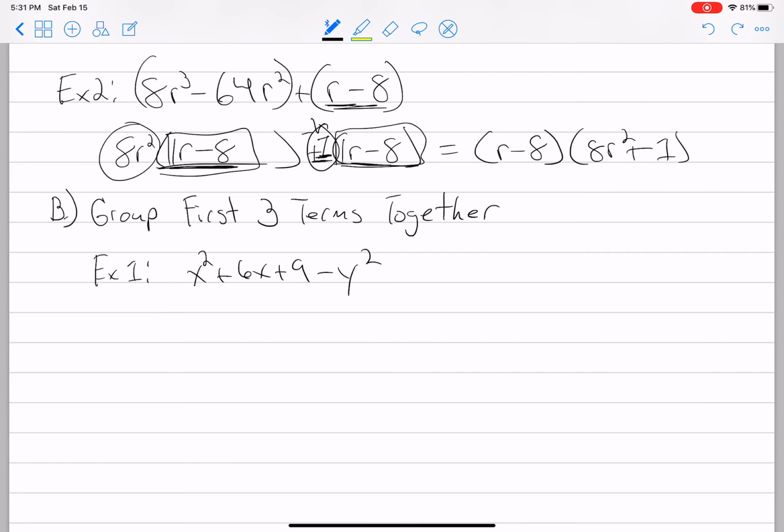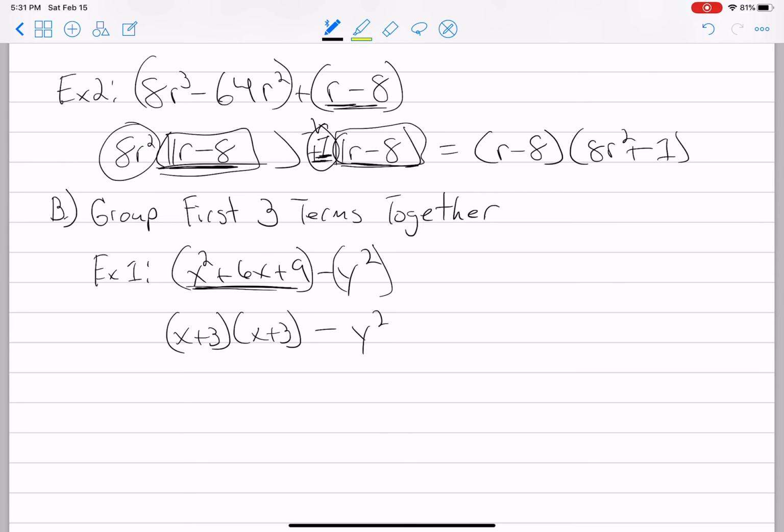All right, so if I put these together and I keep this how it is, well, this I can factor. Why don't you go ahead and factor that right now? Hopefully you just factored it. I'm not going to show all the work of factoring it because you should know how to do that. But ultimately, this thing factors into x plus 3 times x plus 3. And this is minus y squared.